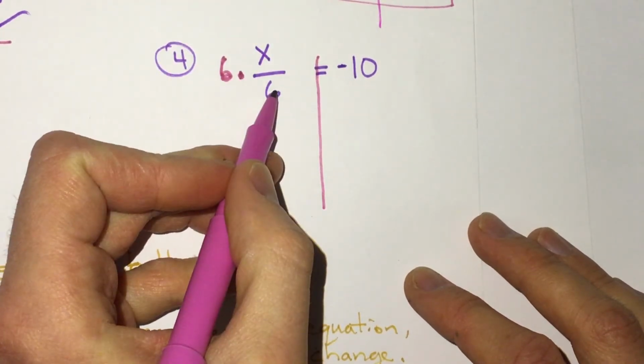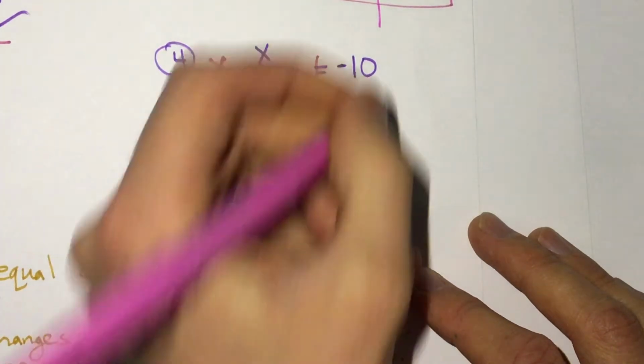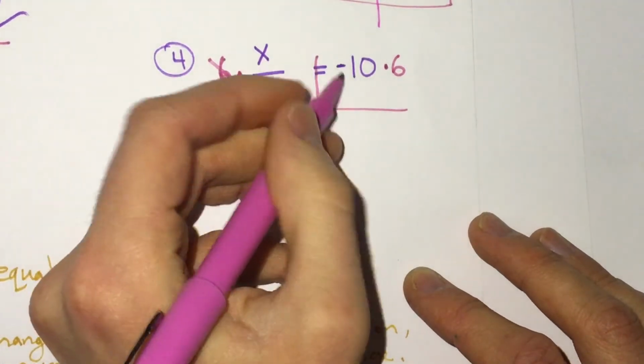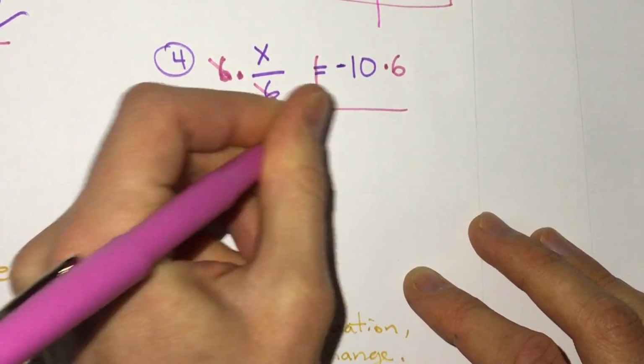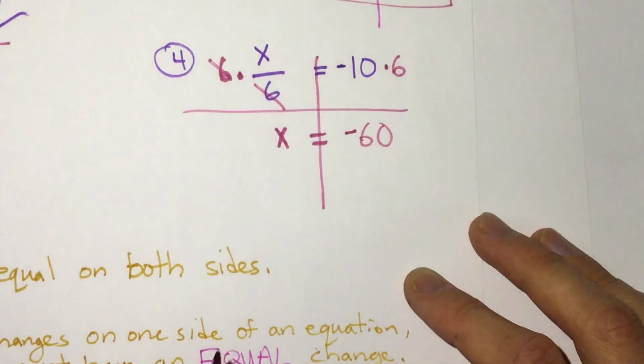6 divided by 6, or 6 times 1/6, is 1. Those cancel, and we do the same thing to the other side. Negative 10 times 6. We're just left on the left side with x, and on the right side, negative 60.